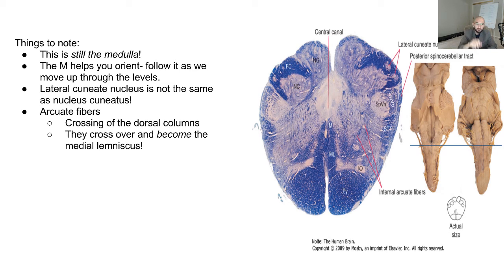Here's a key point. The arcuate fibers cross over and become the medial lemniscus. They do not ascend with the medial lemniscus. They become it. They move across, and once they start going up, we're talking about the medial lemniscus.